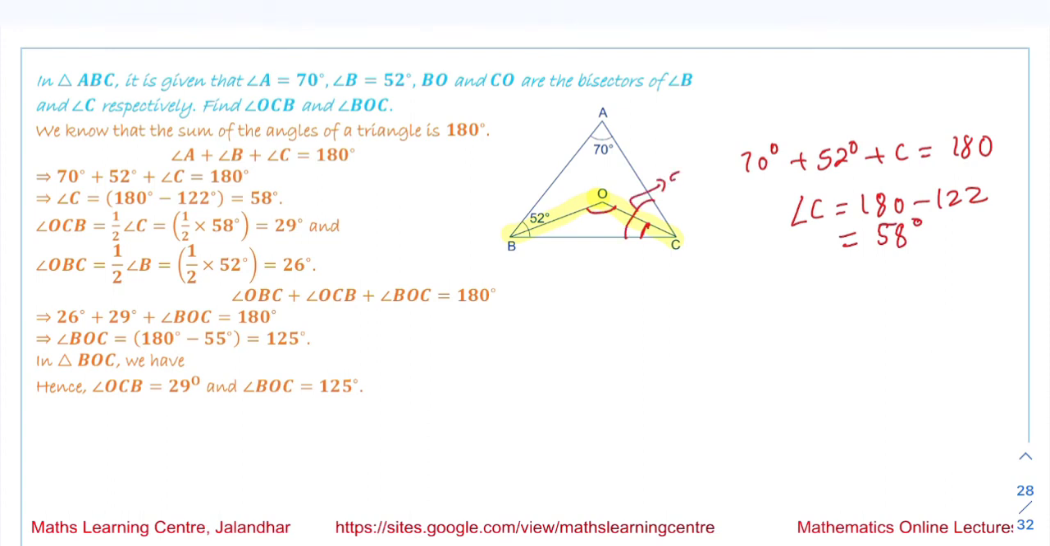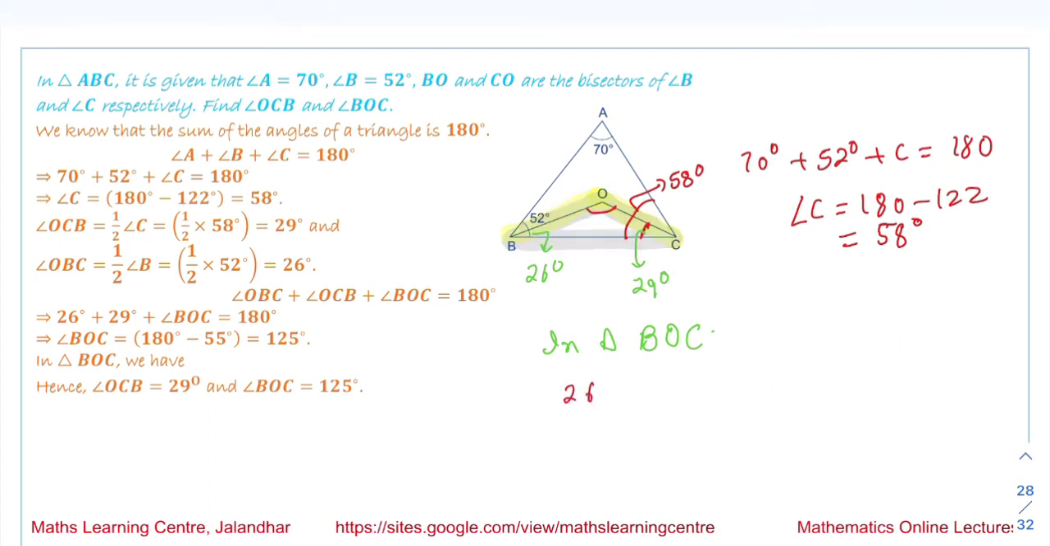So this whole angle is 58 degrees. Now half of this angle, half of 52 degrees, is 26 degrees, and half of this angle is 29 degrees. Now in triangle BOC, in this smaller triangle we are talking about, again the sum of the three angles is 180.